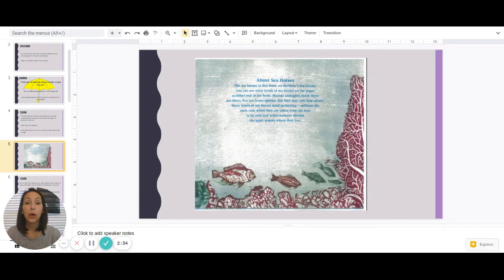It says, marine zoologists think there are 35 seahorse species, but they may still find others. Many kinds of seahorses need protecting. Millions die each year when they are taken from the seas to be sold and when humans disturb the quiet waters where they live.